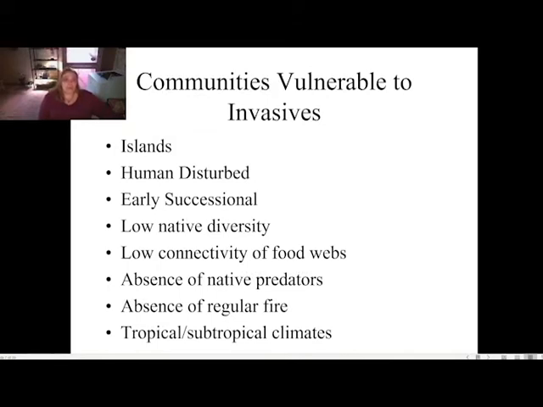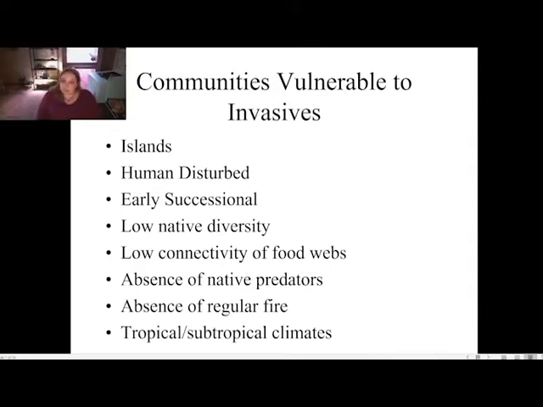Another community that's vulnerable to invasives are human disturbed areas. That's because not as many native species are selected to live there. They're harsh environments, so you have to be specifically suited to live in these types of areas. There's also early successional areas, where the plants are just starting to grow up and you don't have all of your niches filled. So there's more open for your invasives to come in and grab a hold of.